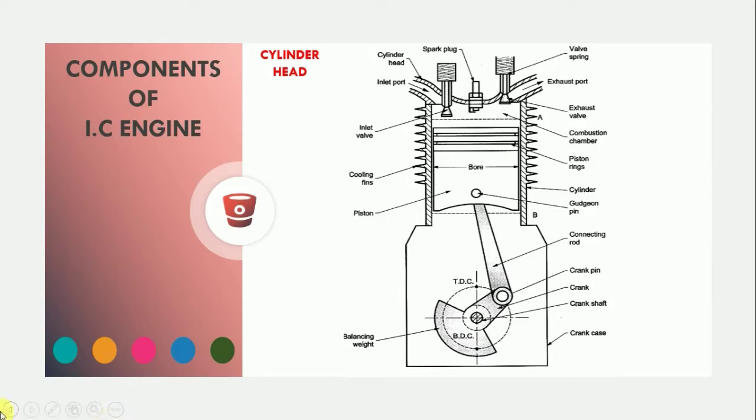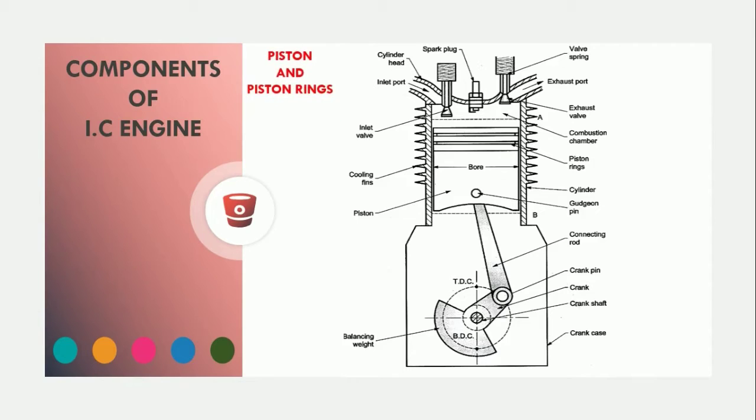So we simply say that the cylinder head is the topmost portion of your cylinder, which seals the top portion of the cylinder, and it carries the valve mechanism in addition to the spark plug or injector. So that's the second important component of IC engine, which is the cylinder head. Move to the next.